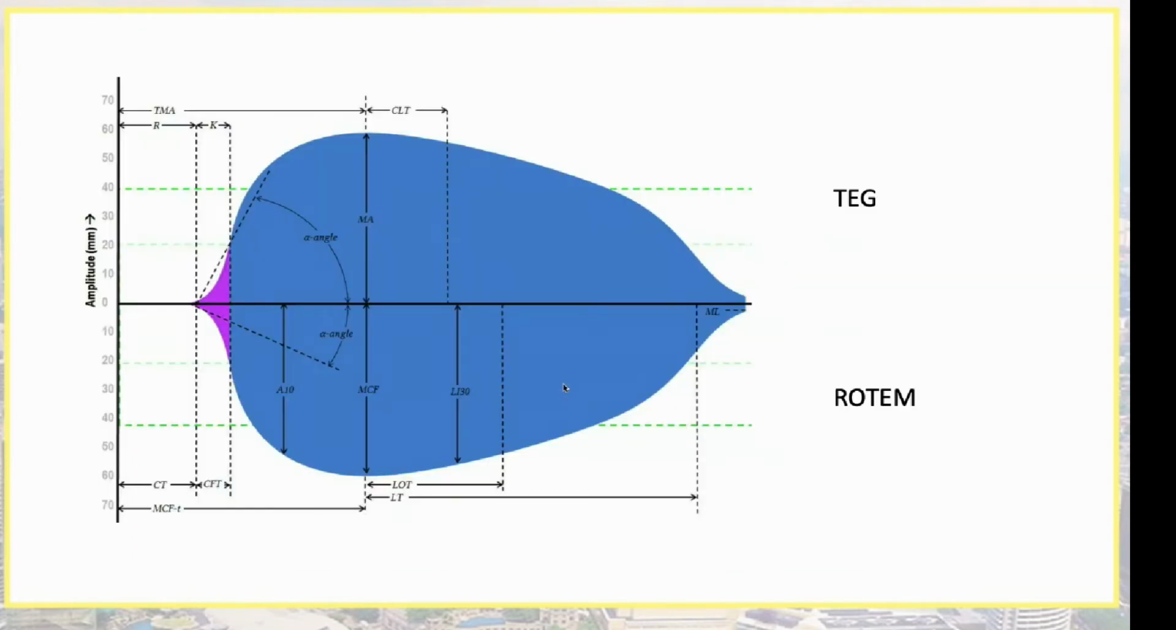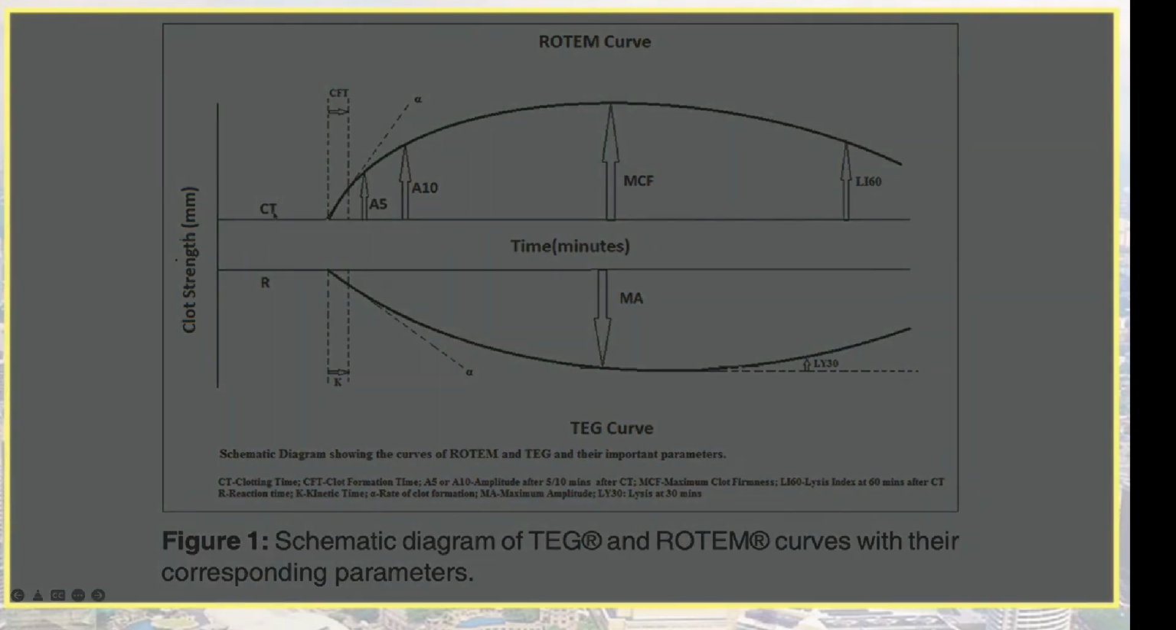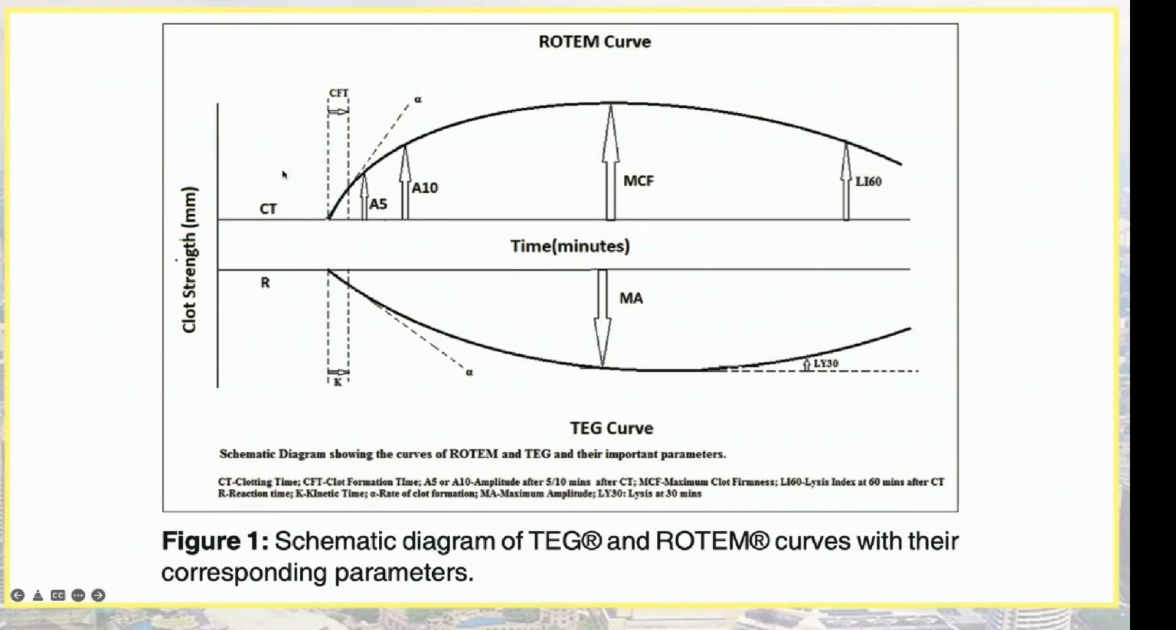Okay, then we go into the graph that we always see, remember and forget. The x-axis is the time, the y-axis is the amplitude, it's basically amplitude against time. And there are a lot of parameters on the graph, a lot of things to remember. But at the end of the day, we just have to remember a few parameters. So I prefer to look at this diagram. You just focus on number one, the CT, okay? Number two is the MCF, and number three is the ML. It's not shown here, but I will explain in a while.